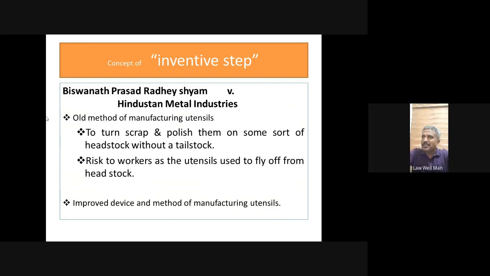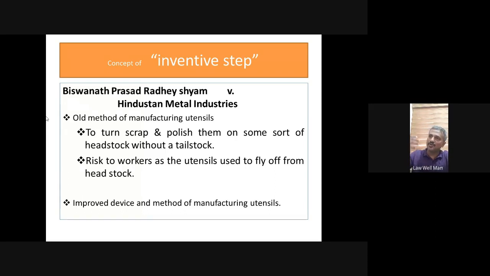Here, the major problem that existed in the past was this particular thing used to fly off, and that used to be risky for the workman, and many a time it used to be problematic for the workman. Now the new device and the new method for which the person is claiming patent is a better device and a better process, he or she claims. They say that this has the advantage that the material will not fly off during the process of manufacturing.